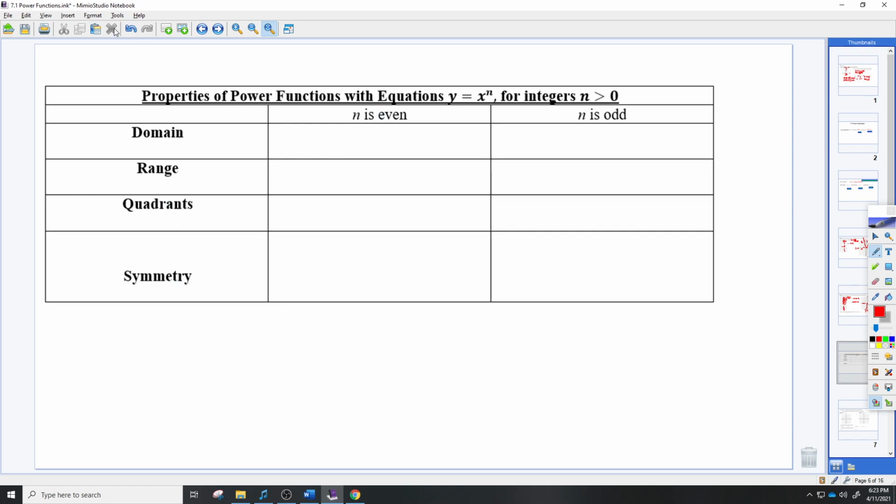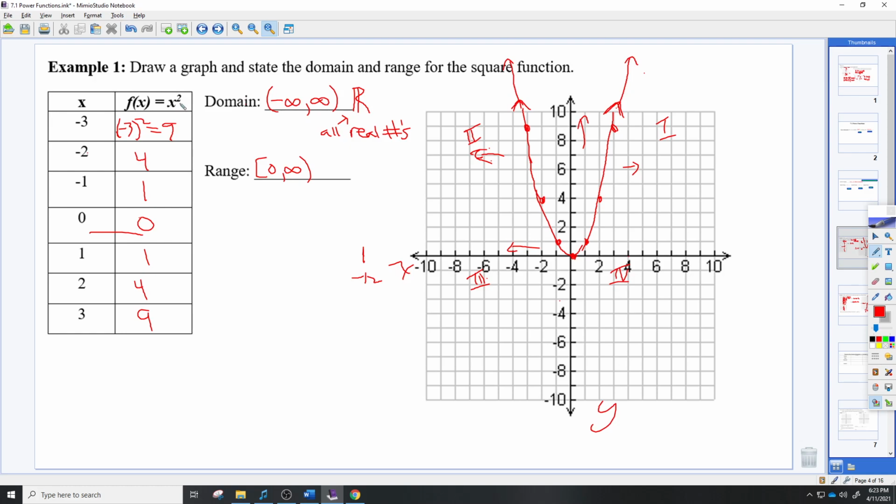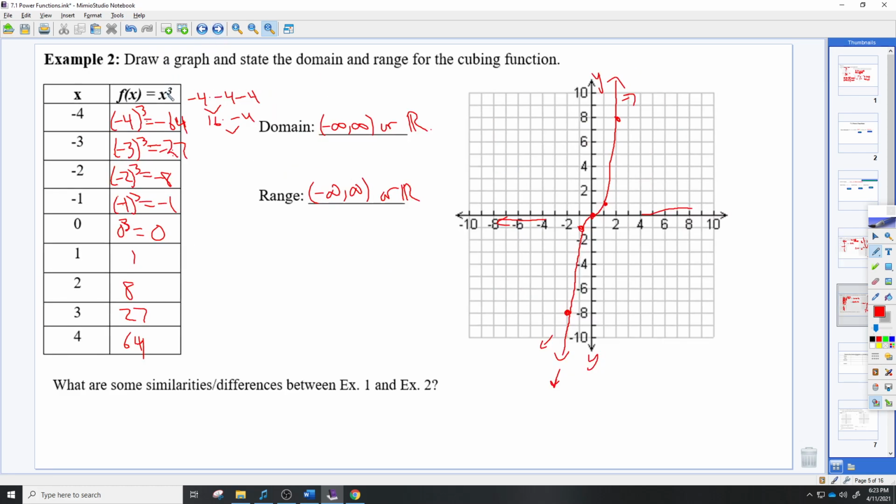So believe it or not, we only did x to the third and x squared. However, if we were to go to x to the fourth, this would look very similar as far as the domain and range and quadrants, things like that. Everything is very similar. The numbers here would be a little different. Same thing with x cubed. If we would go to x to the 5th power or the 7th power or the 9th, they all look the same.